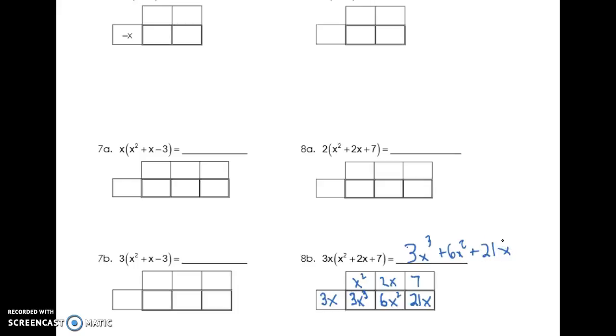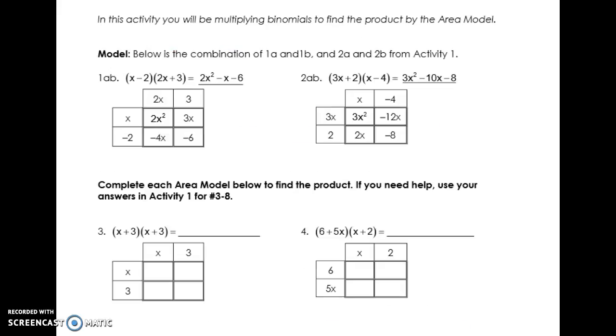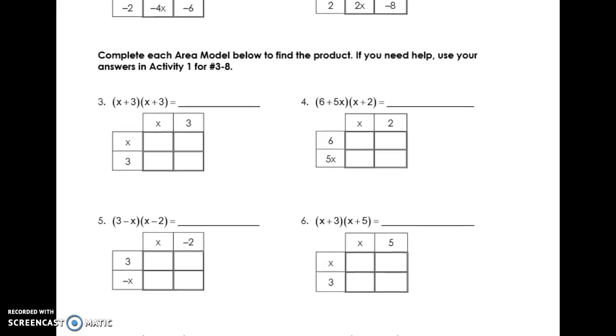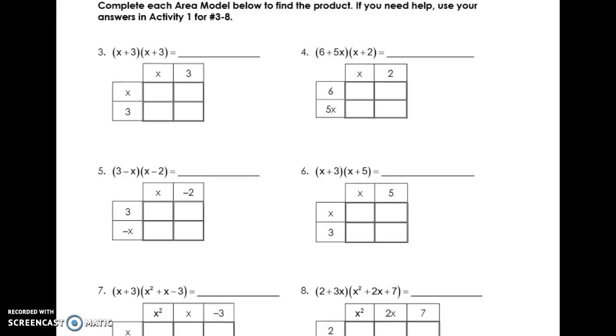And so far, I probably haven't convinced you that the area model is this awesome, wonderful thing that we need, because we've just been distributing. So nothing really earth-shattering yet. But what we are going to get into is multiplying binomials, a binomial times a binomial. That means two terms. This is where I think the area model really shows its value, because it helps us organize information a little bit better. So let's say we have this problem here, number 3, x plus 3 times x plus 3.